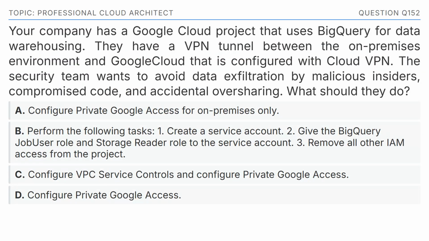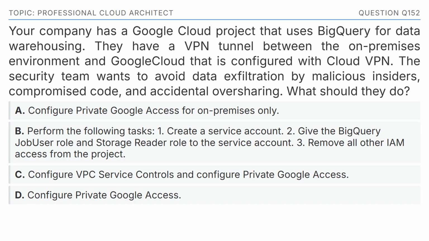Your company has a Google Cloud project that uses BigQuery for data warehousing. They have a VPN tunnel between the on-premises environment and Google Cloud that is configured with Cloud VPN. The security team wants to avoid data exfiltration by malicious insiders, compromised code, and accidental oversharing. What should they do? The options are: Option A, configure Private Google Access for on-premises only.